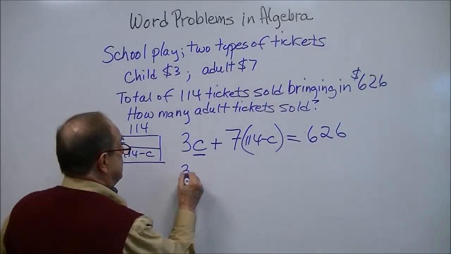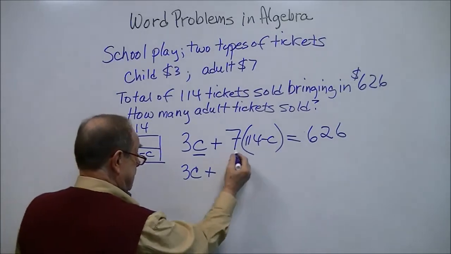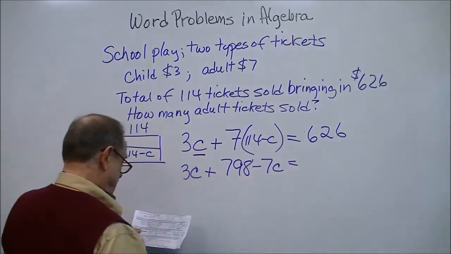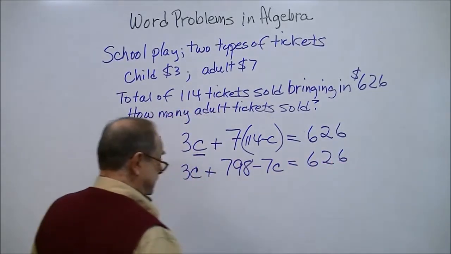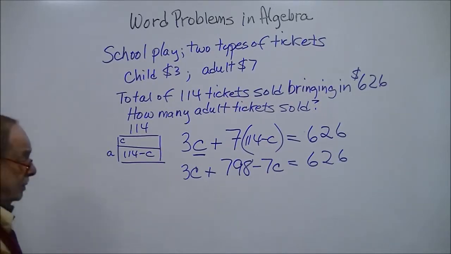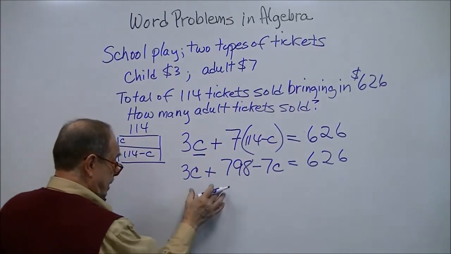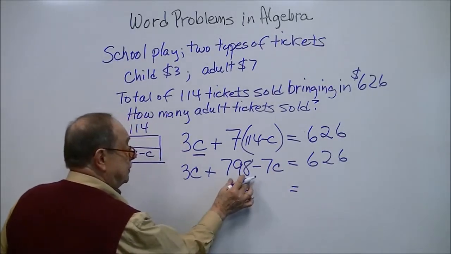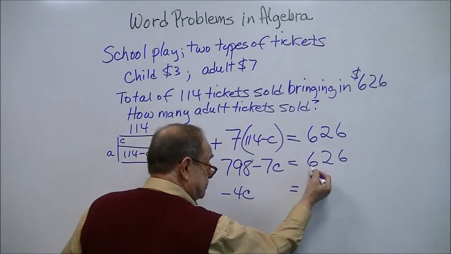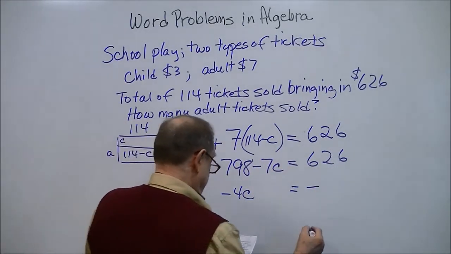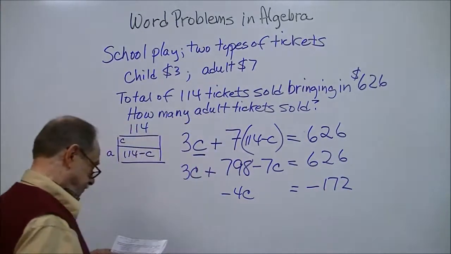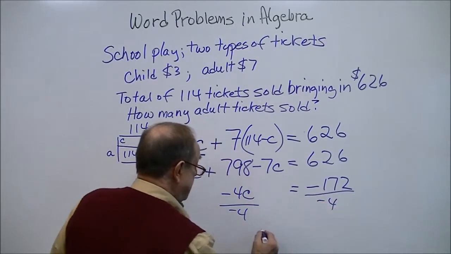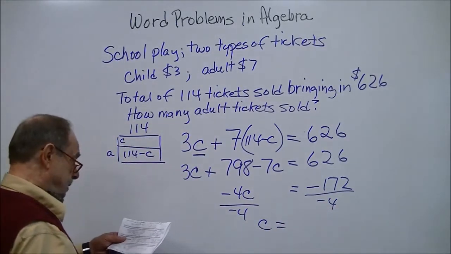So it's going to be 3C plus 7 times this, which is 798 minus 7C equals 626. And all we did is clear parentheses, distribute. And now we're going to group our C's together, and we get a negative 4C. And I'm going to subtract this from both sides. Transpose, subtracted from this, and get a negative 172. And now I'm going to divide by negative 4. And I get C equals 43.